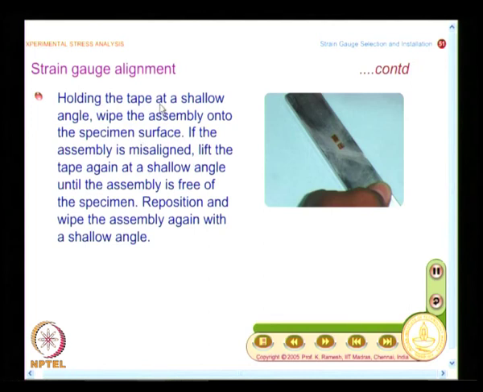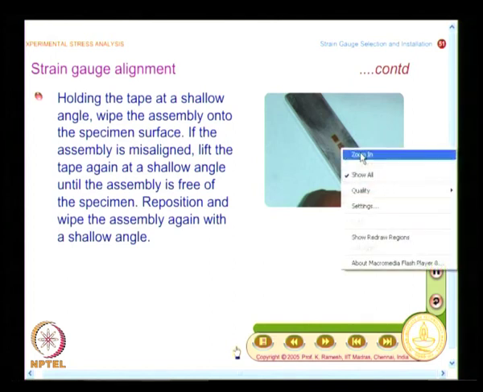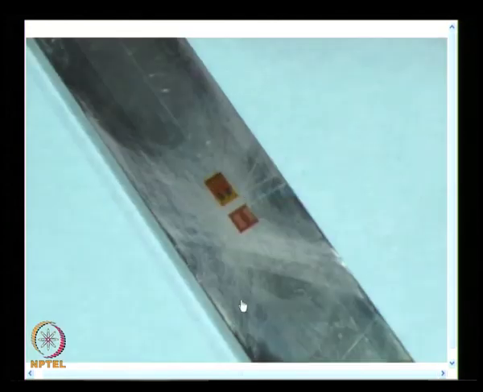And again, holding the tape at a shallow angle, wipe the assembly onto the specimen surface. If the assembly is misaligned, lift the tape again at a shallow angle until the assembly is free of the specimen. Reposition and wipe the assembly again with a shallow angle. So, this is what you get finally. What you see here is, I could see the strain gauge and the terminals aligned on the layout line marks satisfactorily. I have a line here and this is aligned with that.